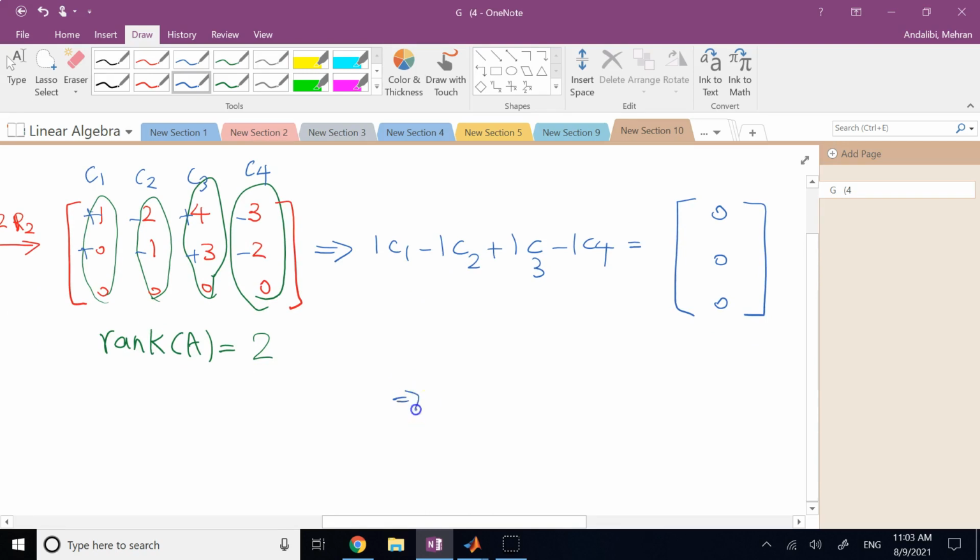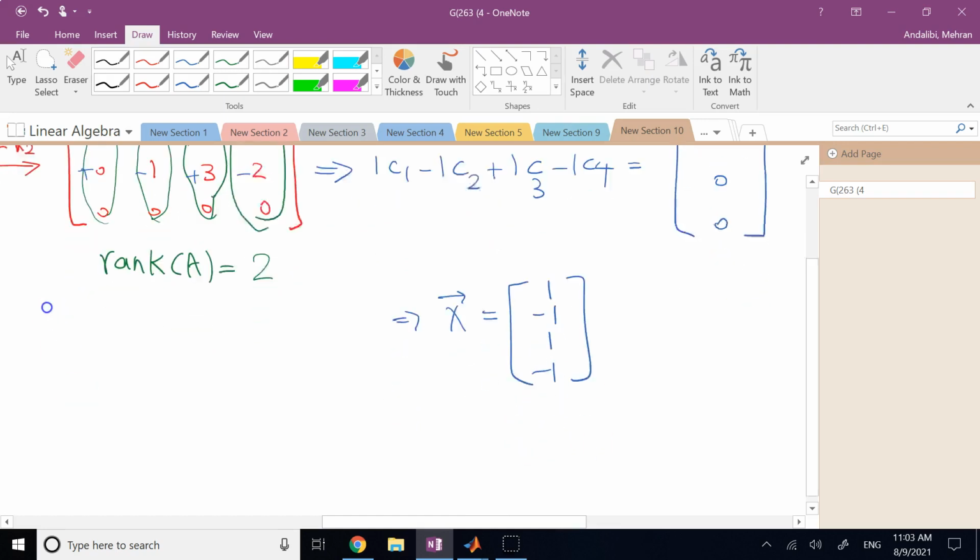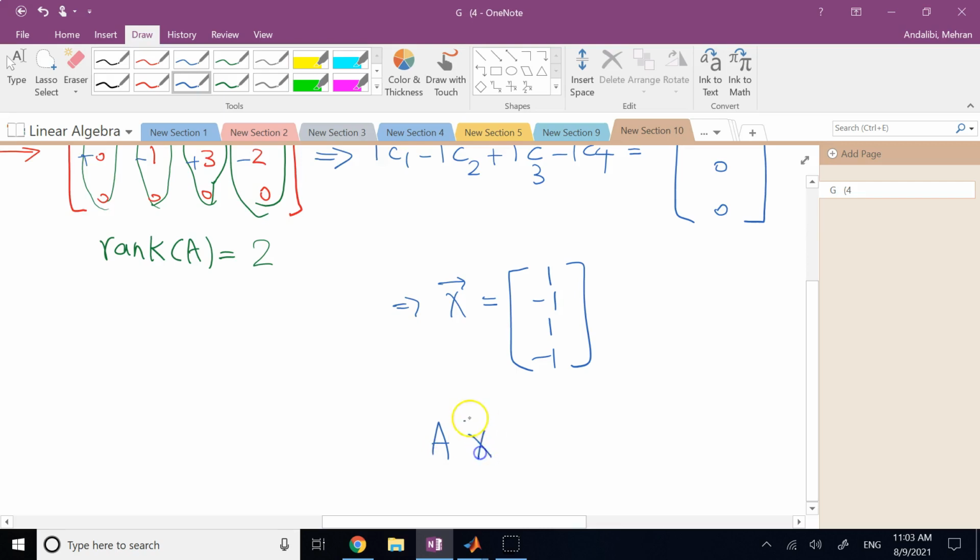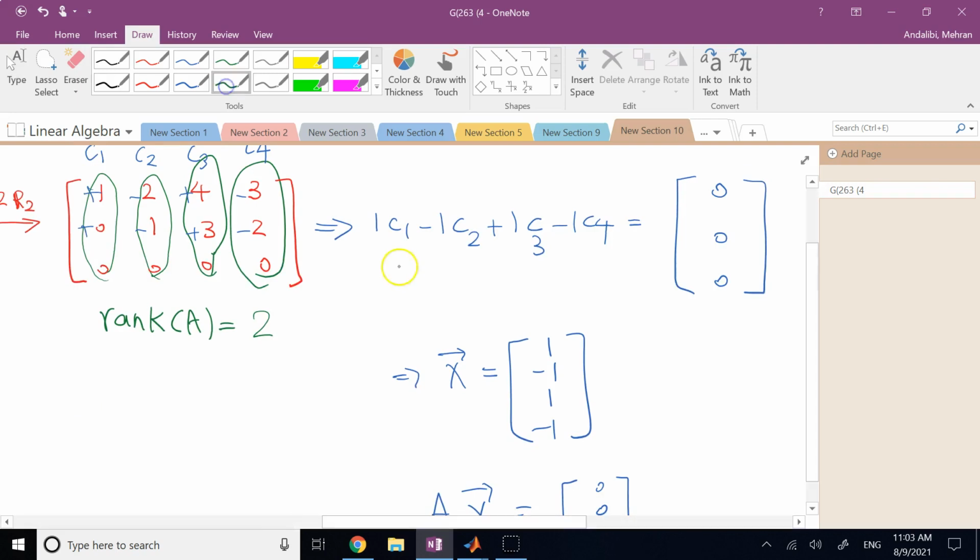So if I now form my vector x, which is these 4 coefficients, 1, negative 1, 1, negative 1, when I multiply A by this x, the result is what? The result is all zeros. Therefore, I say this vector x is what? It is in the null space of matrix A.